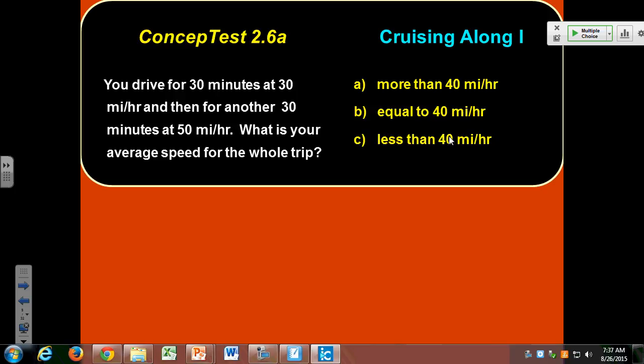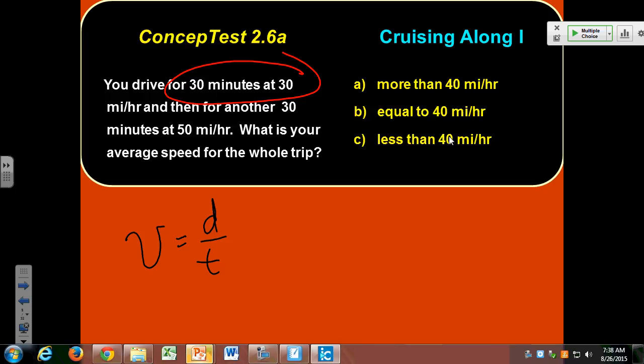Only because I'm traveling the same amount of time for each of the speeds, the 30 miles an hour and the 50 miles an hour. But if that doesn't jive with you very well, you can also just return to our definition of average speed, which is d over t, right? I can find the distance for this scenario, 30 minutes at 30 miles an hour. How many?